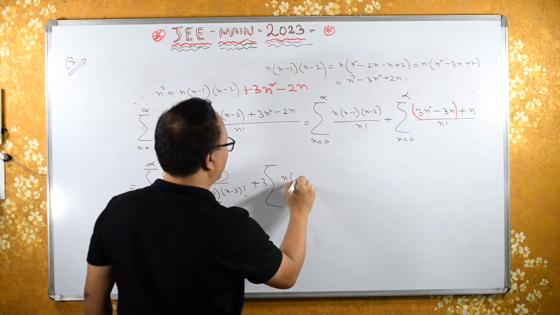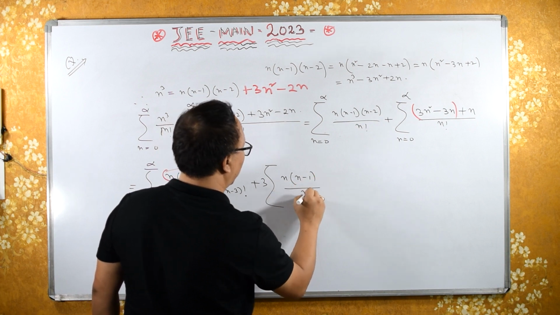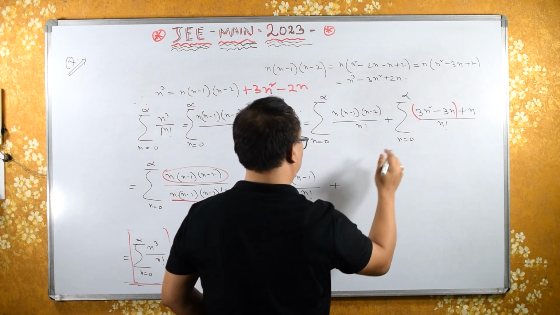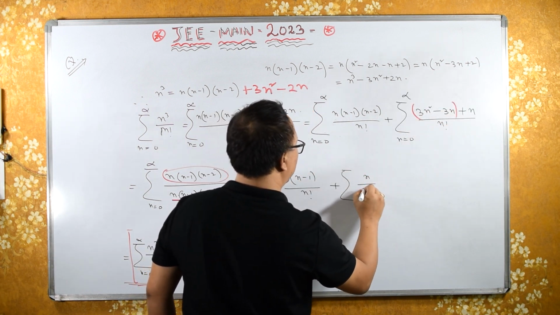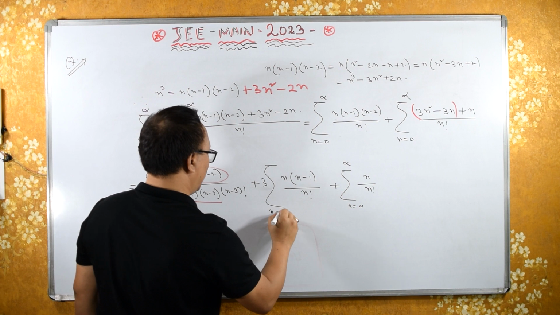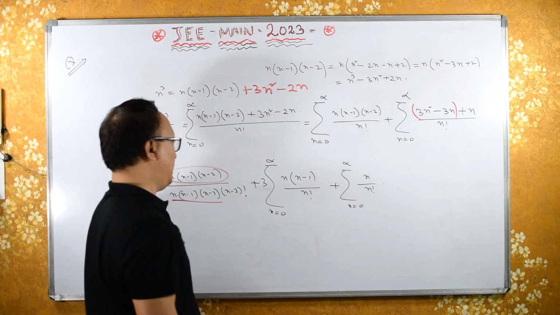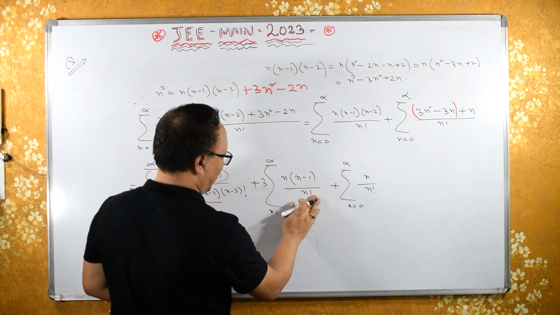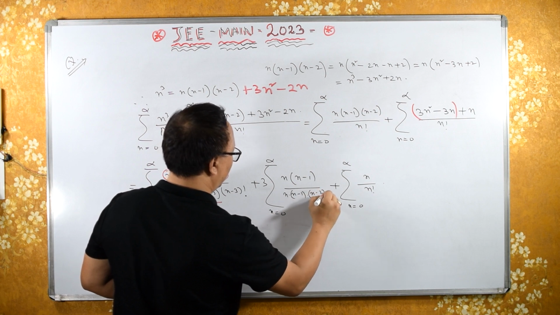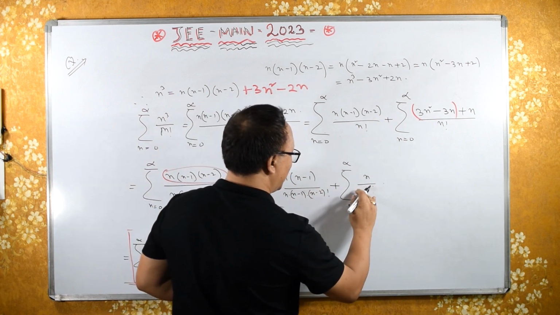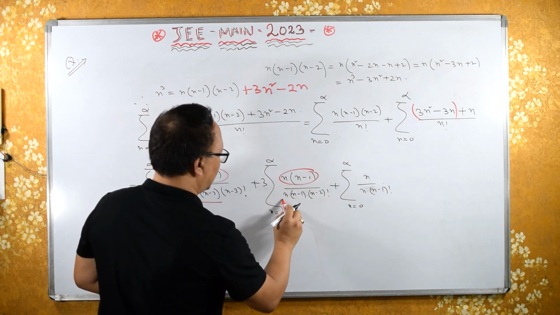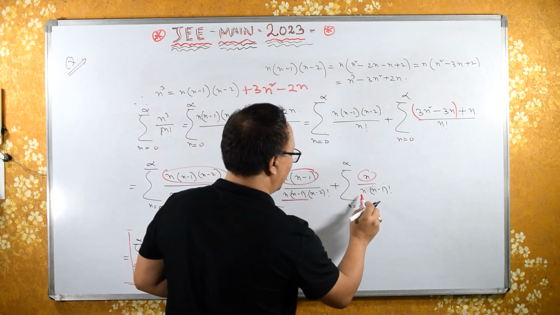Here if I take n common, n minus 1 upon n factorial plus, this by this is getting over this by this. Here summation of n by n factorial, n goes from 0 to infinity. Similarly over here also I can reduce: n factorial is the same as n into n minus 1 into n minus 2 factorial. Similarly n factorial is the same as n into n minus 1 factorial. Therefore this term and this term gets cancelled, this term and this term gets cancelled.